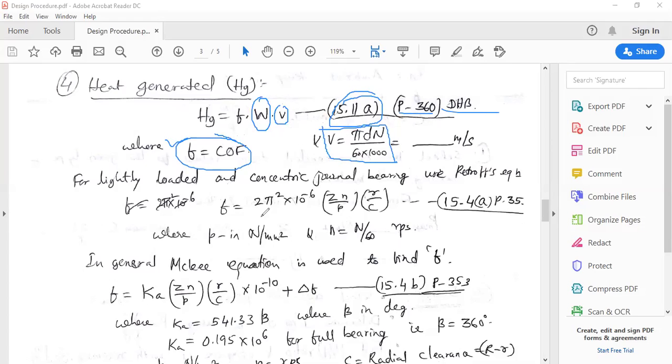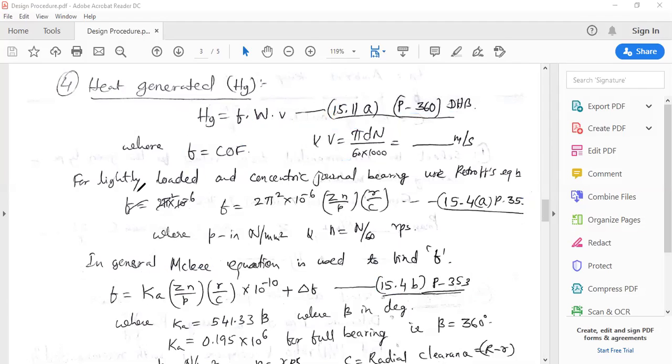There are two possible equations. One is Petrov's equation, that is 15.4a, page number 353 of the data handbook. The other is equation number 15.4b, page number 353 of the data handbook, which is called Mackey's equation, M C K E E.